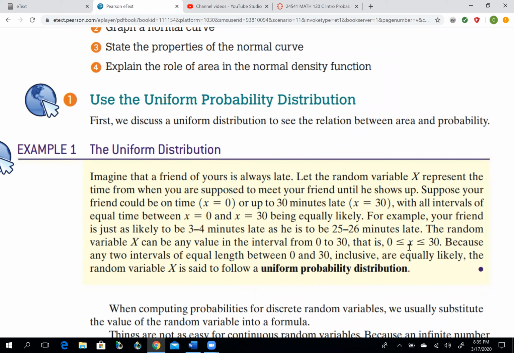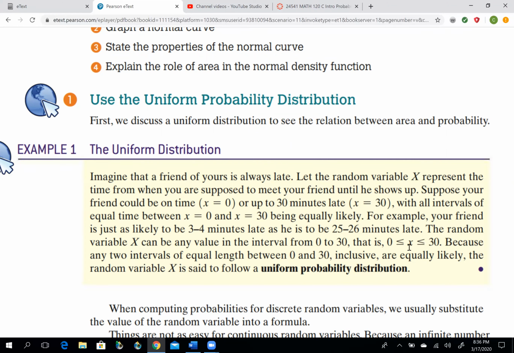Imagine that a friend of yours is always late. Let the random variable x represent the time from when you are supposed to meet your friend until he or she shows up. Suppose your friend could be on time, so x is equal to 0, or up to 30 minutes late, so x is equal to 30.